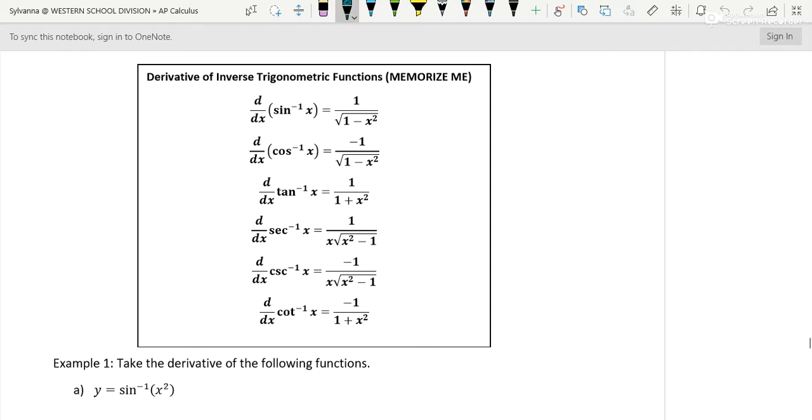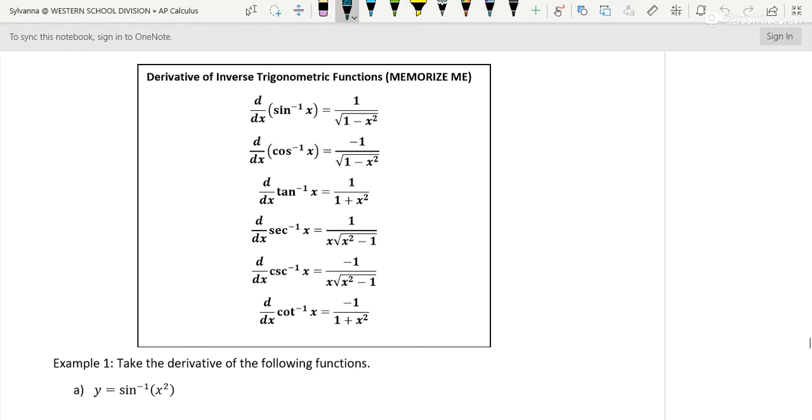These have similarities between each other. It's always going to be a rational with a 1 in the numerator, and then we have some variation of 1 and x squared in the denominator. You just need to find patterns to help you memorize. So when you think of sine inverse x and cos inverse x, the derivatives of those are quite similar to each other, except they have a different factor of -1.